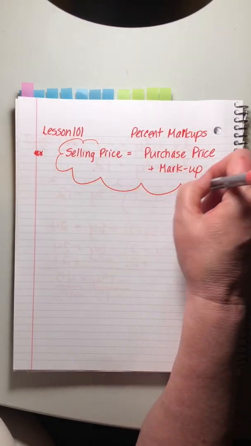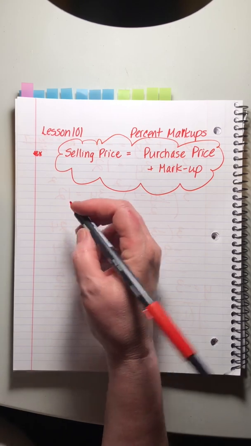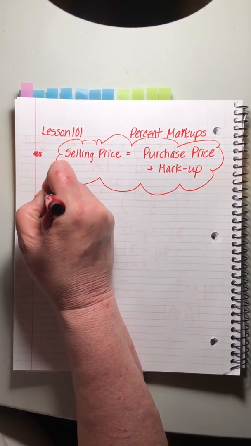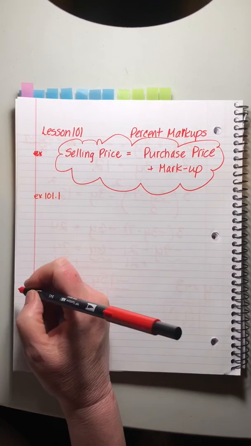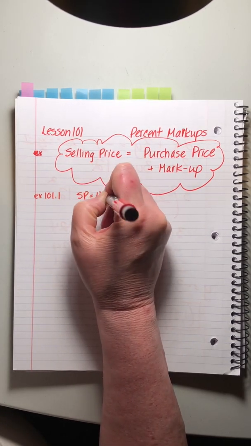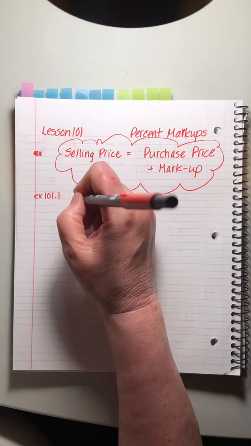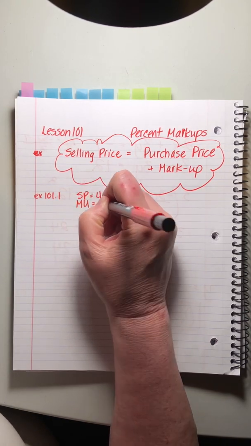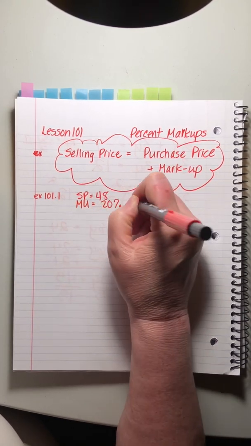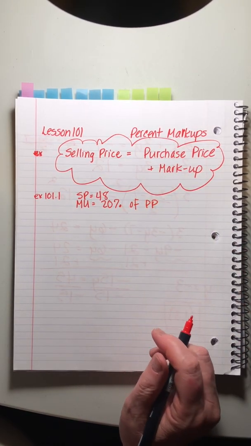So this becomes the formula that we'll use for these problems. This makes it sound way harder than it is. These are easy. You'll like these problems. All right. Example 101.1. The selling price was $48. All right, let's just write it down. We know how to do this, right? If the markup was 20% of the purchase price, what was the purchase price?